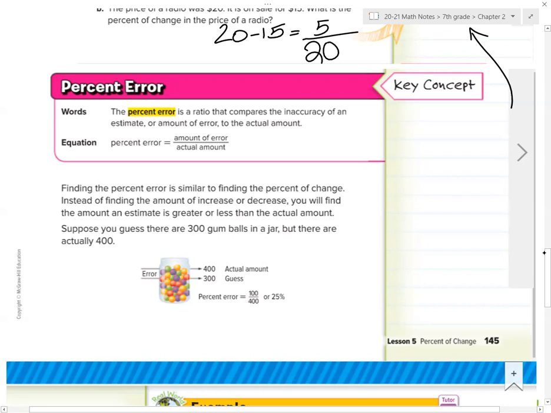So for this one here, we guess that there are 300 gumballs in a jar, but there are actually 400. That's a huge miscalculation. So what they did was they found the difference of what they guessed over the actual, which is 25%.